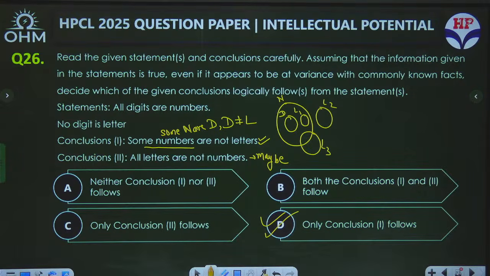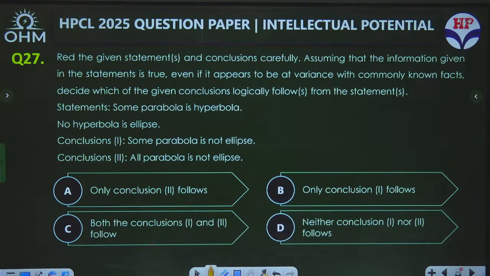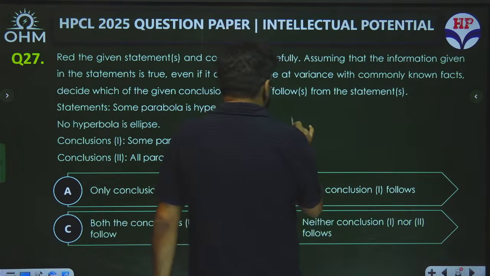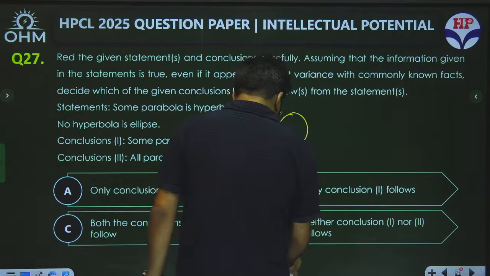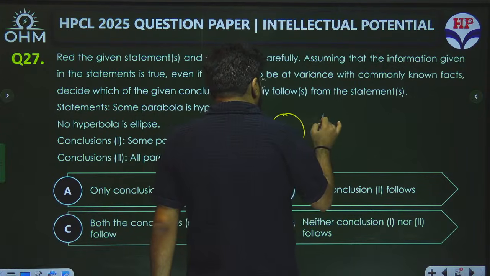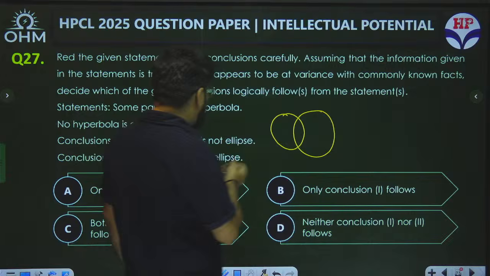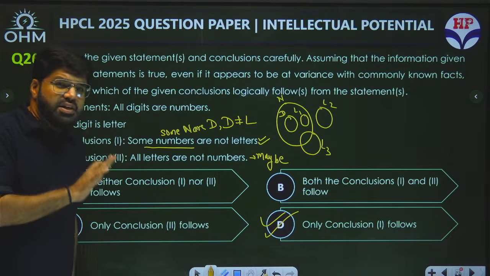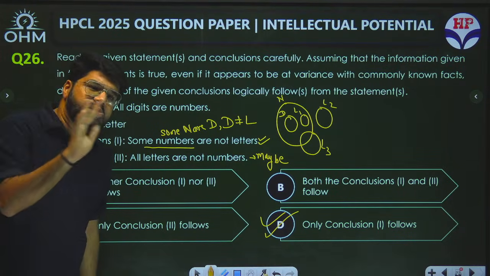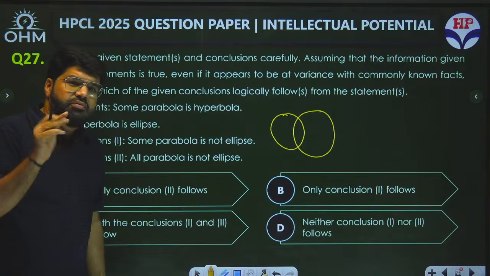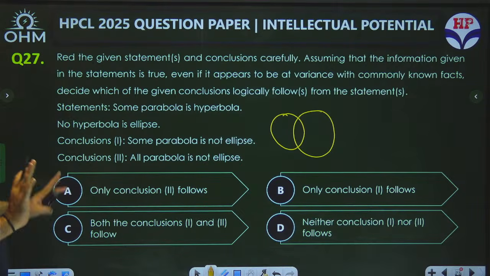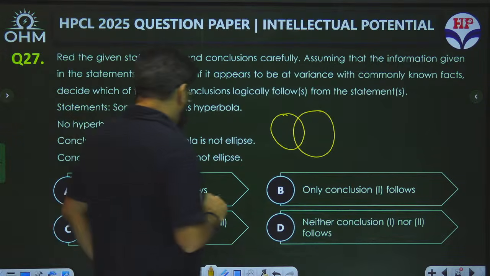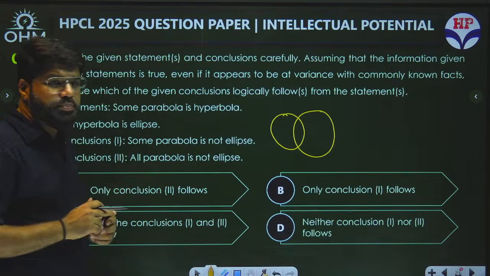Next question. Read the given statement and conclusions carefully. Again same statement is given and two conclusions are given. What are the statements? Some parabola is hyperbola. Now see, in this question, you don't have to apply any external knowledge of what is hyperbola, what is parabola, what is number, what is digit. Whatever is given, it may be an absurd or weird statement, but you have to call it as true.